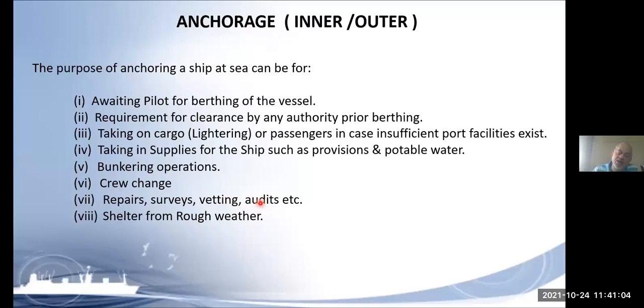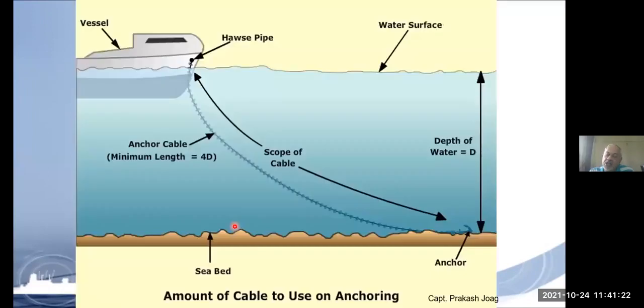So ship is anchored outside the port. Then shelter from rough weather. Sometimes if the weather outside in the ocean is rough, then sometimes ships come into port. This is the purpose for why ships will be anchoring. Okay. Then let us see further.